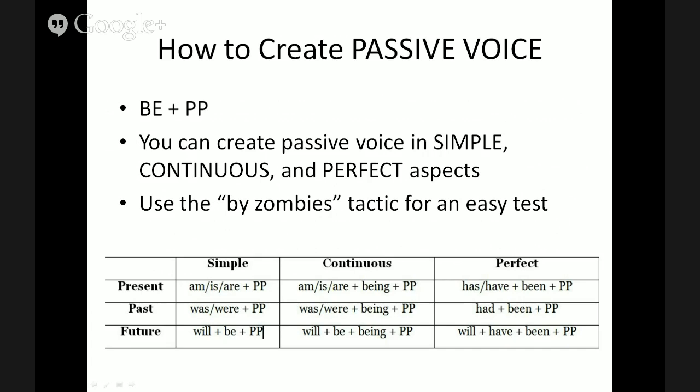Now, this chart here is how you create passive voice depending on the tense and aspect. So you'll see here you always have the past participle, but the be verb itself comes in different ways. In simple tense, it's am, is, are, was, were, will be. In continuous, it's actually "being." That is the start of the passive voice. And in perfect, it's "been."